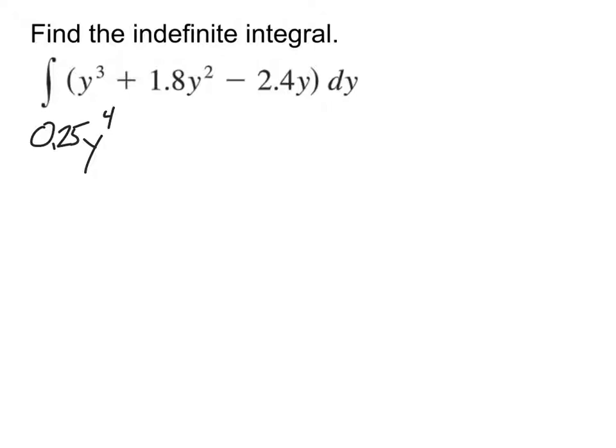Alright, then plus my y squared is going to become y cubed. And so then I have to do the 1.8 divided by 3. That's going to give us 0.6. And then minus. And then this y is going to become y squared. And so that means I need to divide the 2.4 by 2. That gives me 1.2.